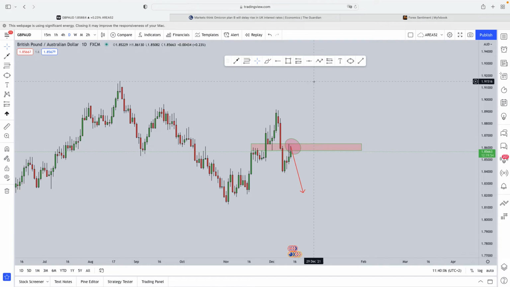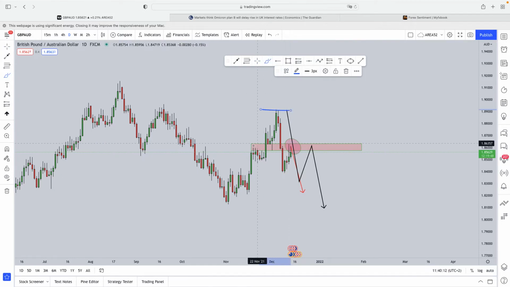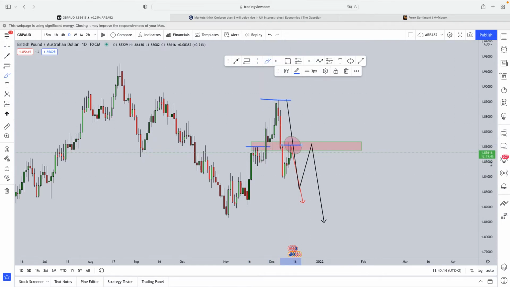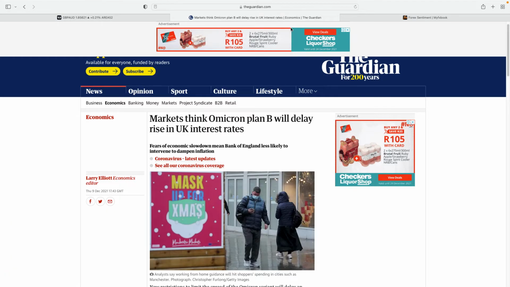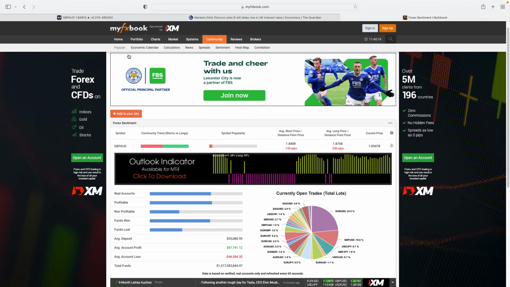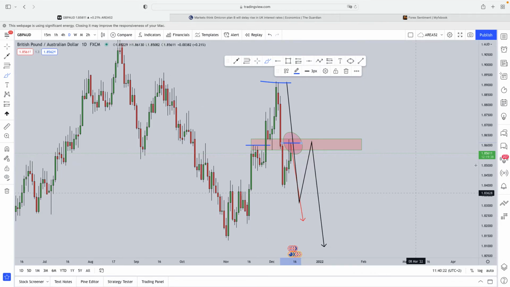before I will take an opportunity on this trade as well, for the market to not only complete this impulse, correction and impulse pattern, but also for the market to react to this head and shoulders pattern that we have here, the interest rates decision, the sentiment data, as well as the order flow data as well.